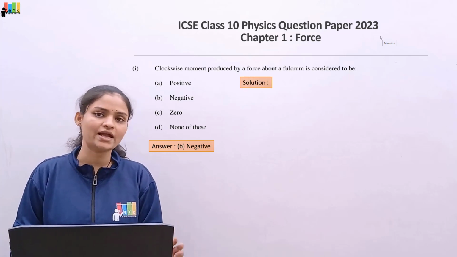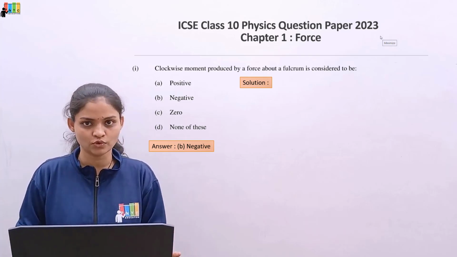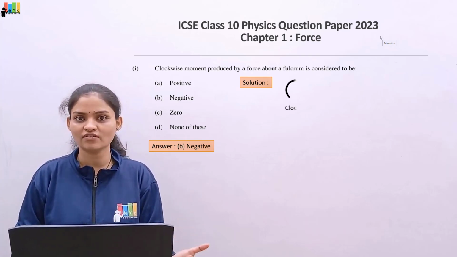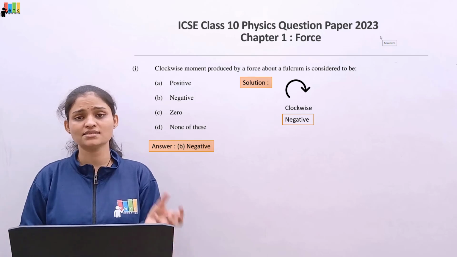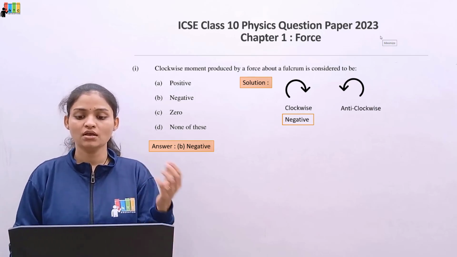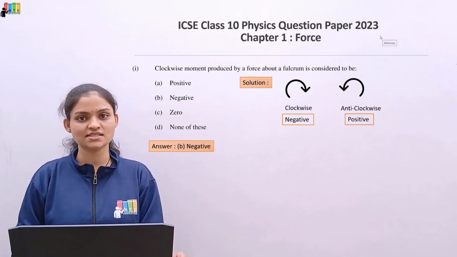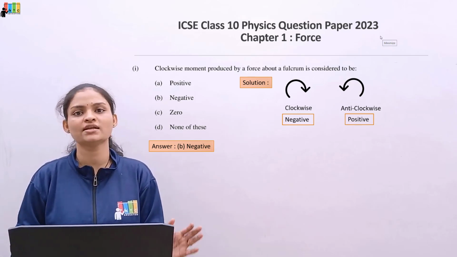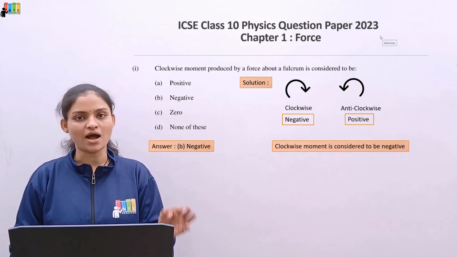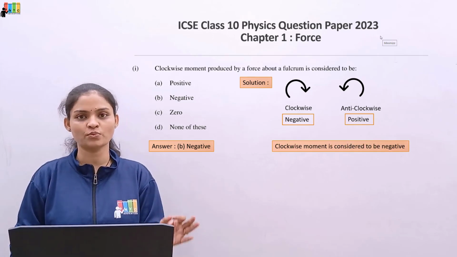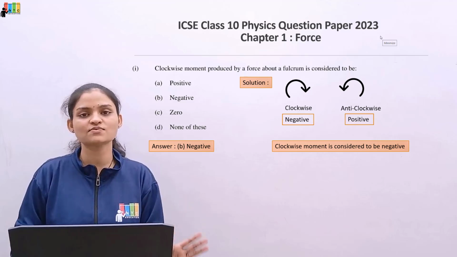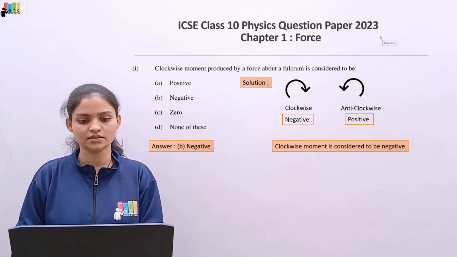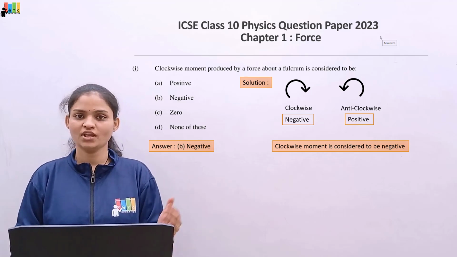We have seen that there are 2 types of moments. One is clockwise moment and the other is anti-clockwise moment. Clockwise moment is considered as negative and anti-clockwise moment is considered as positive. So the answer to this question is option B, clockwise moment is considered to be negative.